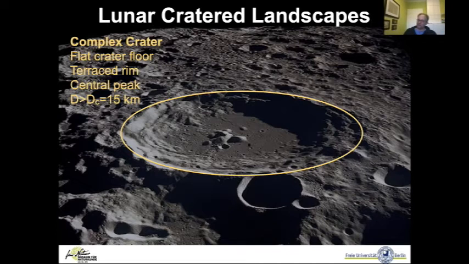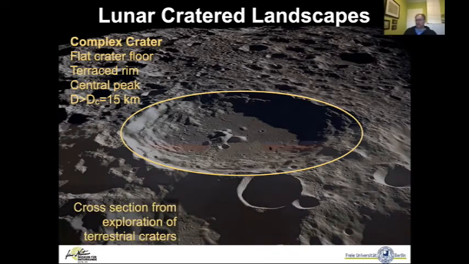And then the other most striking observation is that in the center we have what we call a central peak. So something that is sticking out in the center. And as I said before, roughly craters larger than 15 kilometers have this, what we call complex crater morphology.